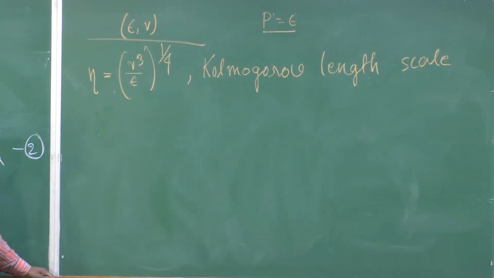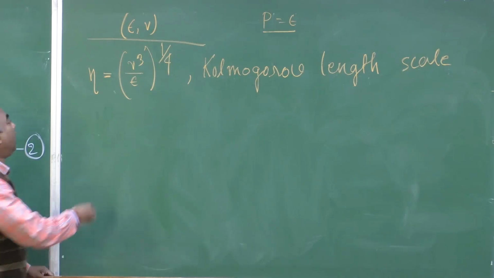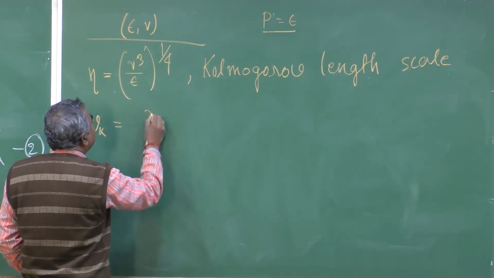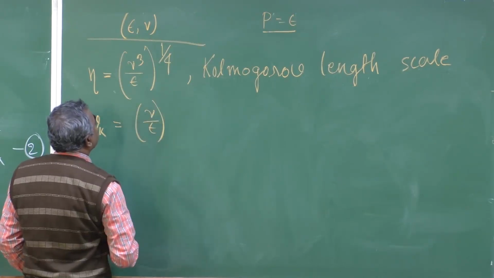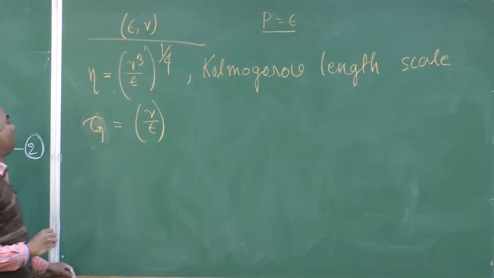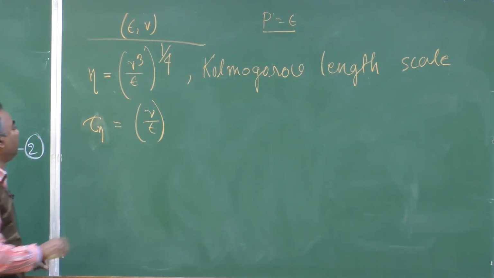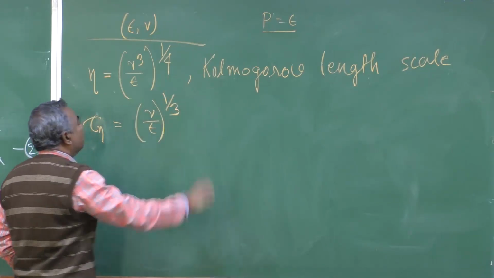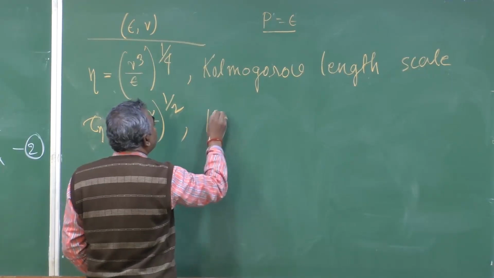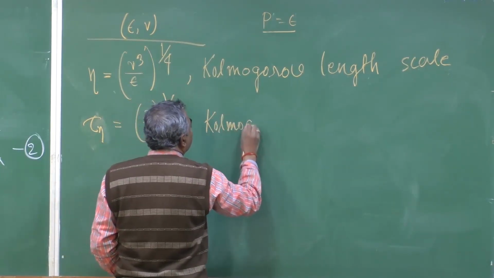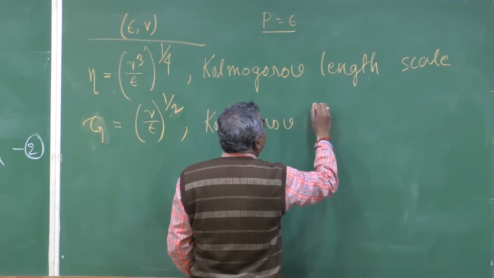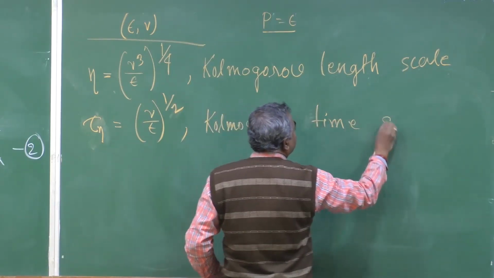Similarly, we can define a velocity scale, the Kolmogorov velocity scale V k, if we call it. Sorry, first the Kolmogorov time scale. Let us call it tau eta, which is nothing but nu by epsilon, sorry, to the power 1 by 2, it should be. Okay. So, this is the Kolmogorov time scale.